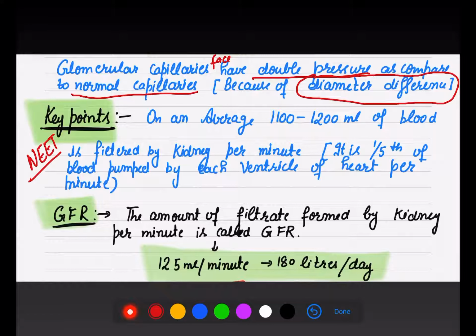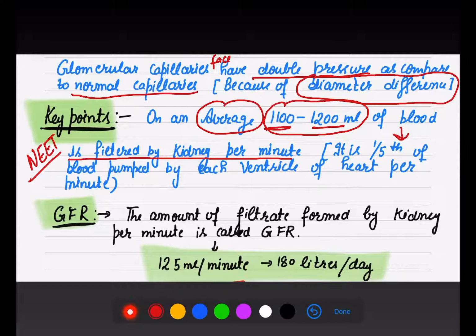On an average, 1100 to 1200 ml of blood is filtered by the kidney per minute. Now please read the lines very, very carefully. We are talking about the average value, that is 1100 to 1200, the blood which is coming for filtration by the kidney per minute. जो किडनी पर मिनट में ब्लड जितना फिल्टर करती है वो 1100 to 1200 ml of blood है. It is 1/5 of the blood which is pumped by each ventricle. उसका just 1/5 है ये 1100 to 1200 ml of blood, right? This is a very, very important value for your NEET question, that amount of blood जो हमारी किडनी फिल्टर करती है पर मिनट. It is not a day, it is per minute, that is 1100 to 1200.